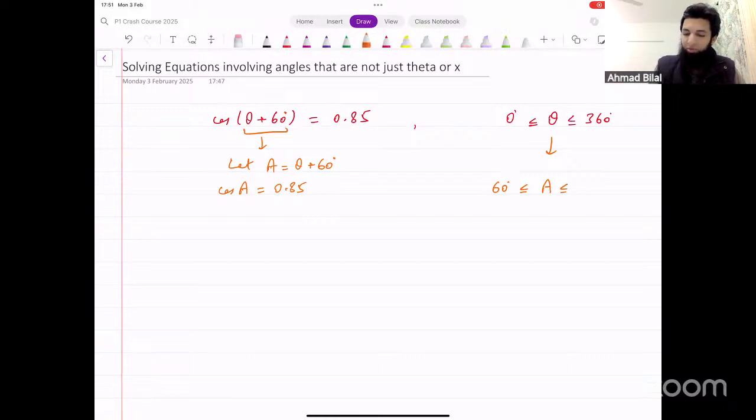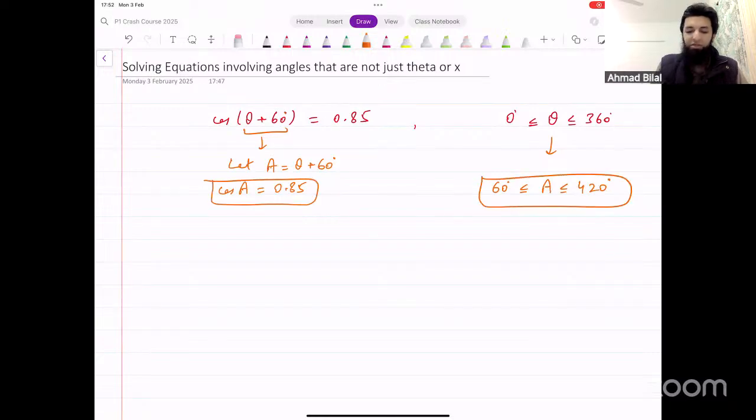Then you input 360 in this substitution as the value of theta. What's the corresponding value of A that you get from that? 360 plus 60, what's that? That is 420. So the upper limit for A is therefore 420. So the interval for A now is 60 to 420. And now the problem is simplified to solving this equation for an interval from 60 to 420.